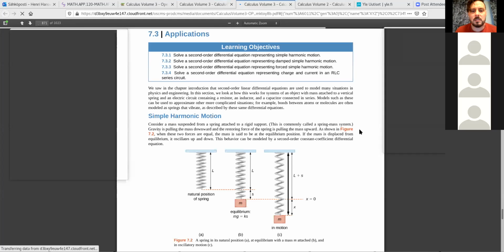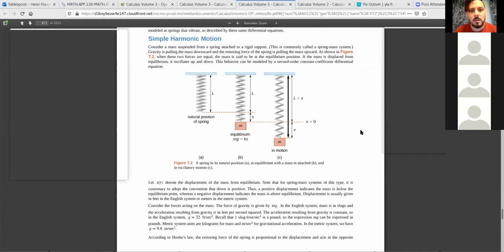Let's see if it's, well, it's given here. So this is simple harmonic motion. We have a natural spring position. The more you perturb this from its rest position, the more force this spring will apply. And if you attach a mass to it, which is then drawn down by gravity, the force exerted by gravity on this mass pulls the spring down until the force of the spring pulling up is equal to the gravitational force pulling the mass down.